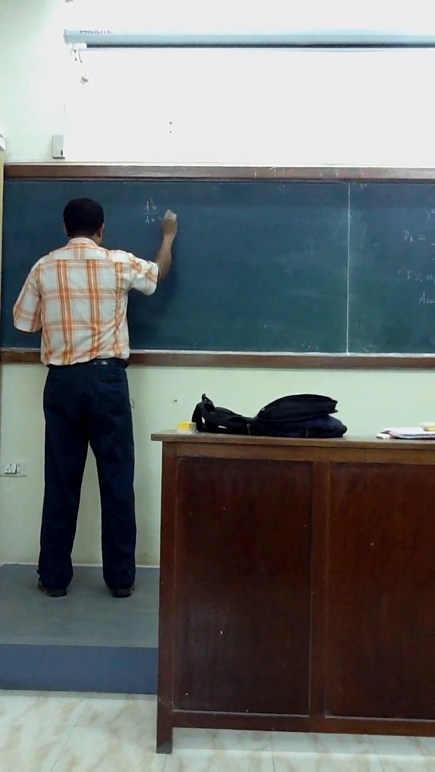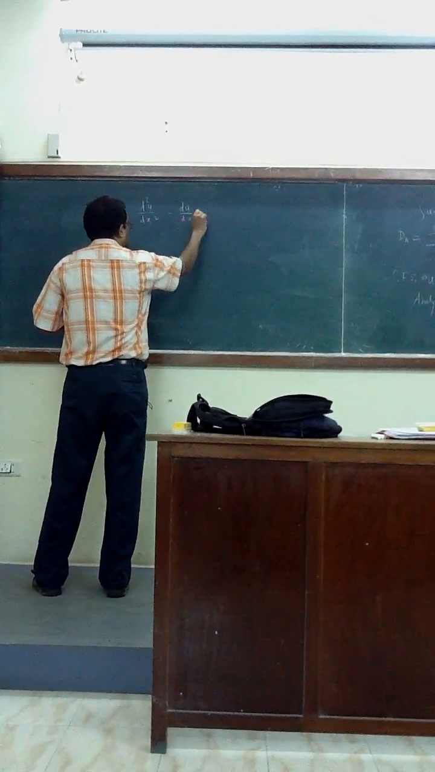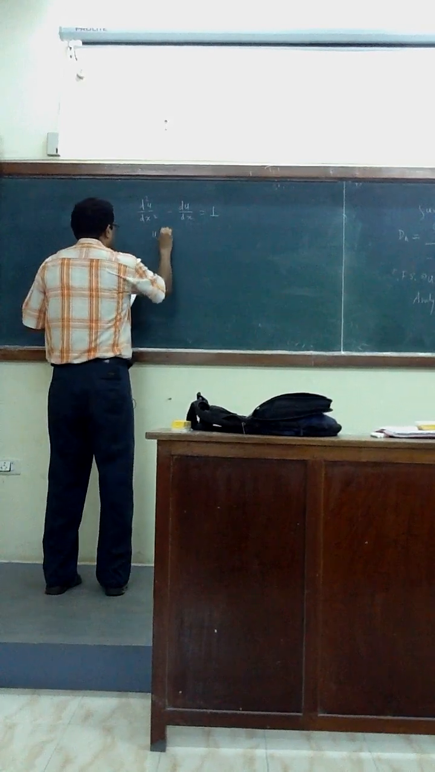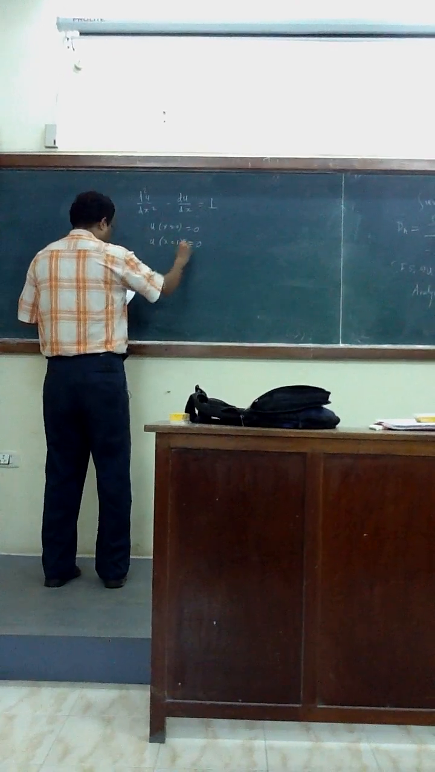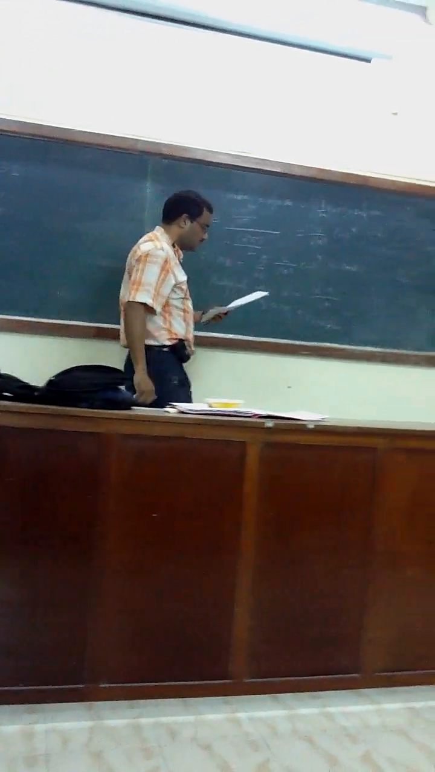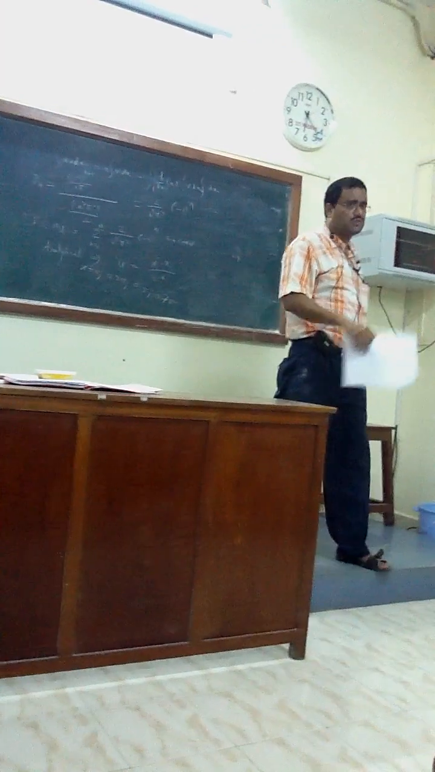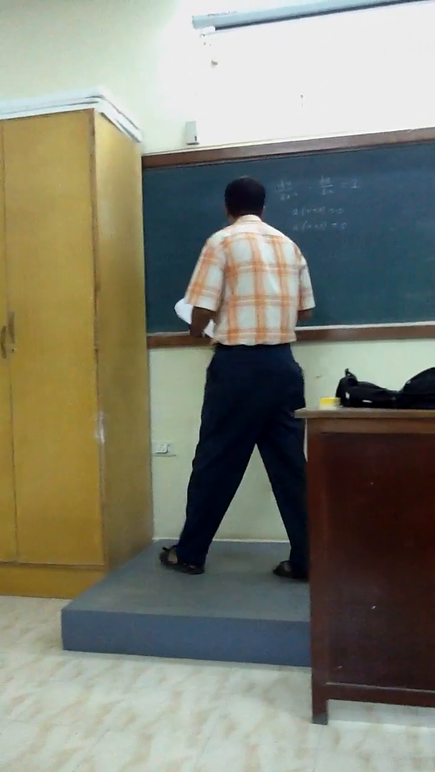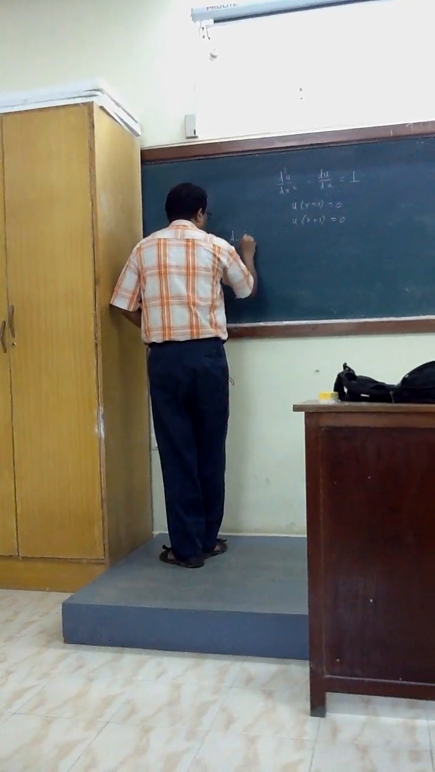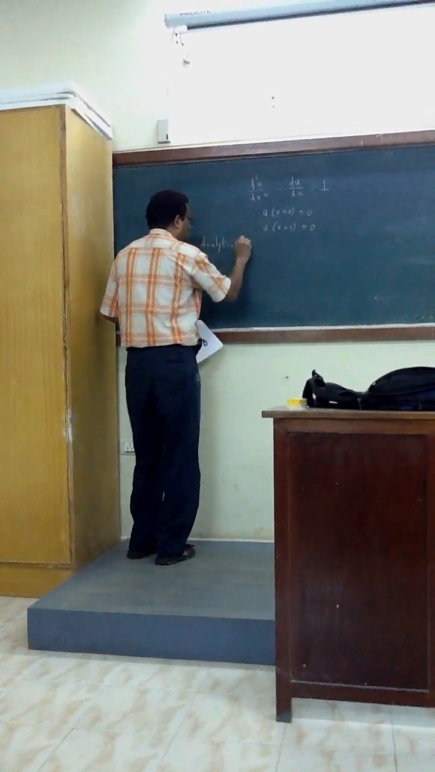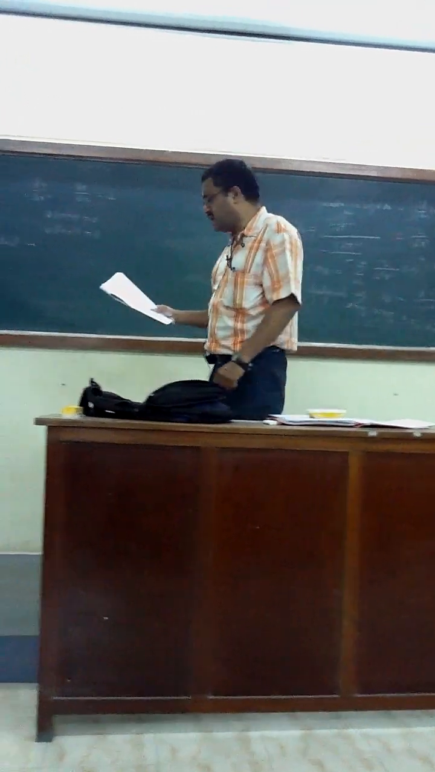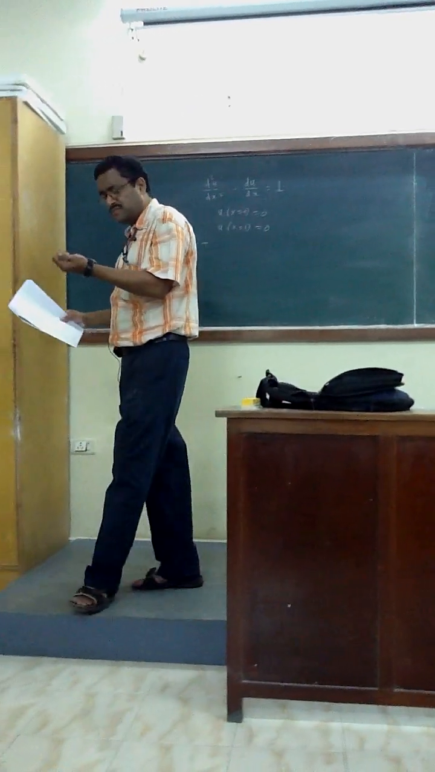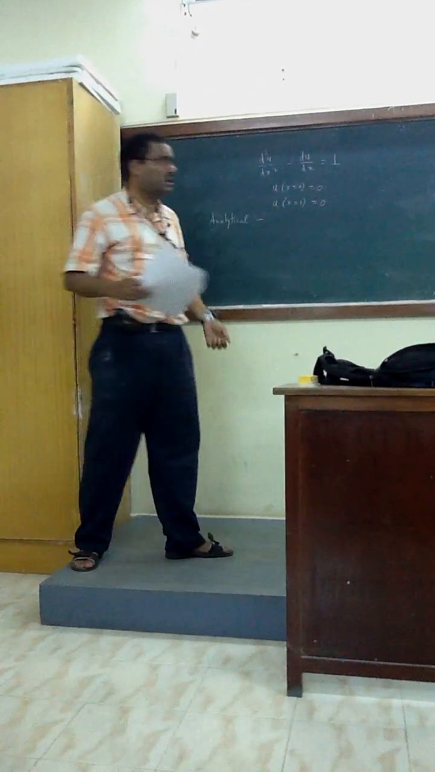d2u by dx square minus du by dx equals 1, u at x equals 0 is 0, u at x equals 1 is 0. First you get me the analytical solution, then the eigenfunction solution. I want an analytical solution. Let me see who can give me the analytical solution. I have done it in the class.